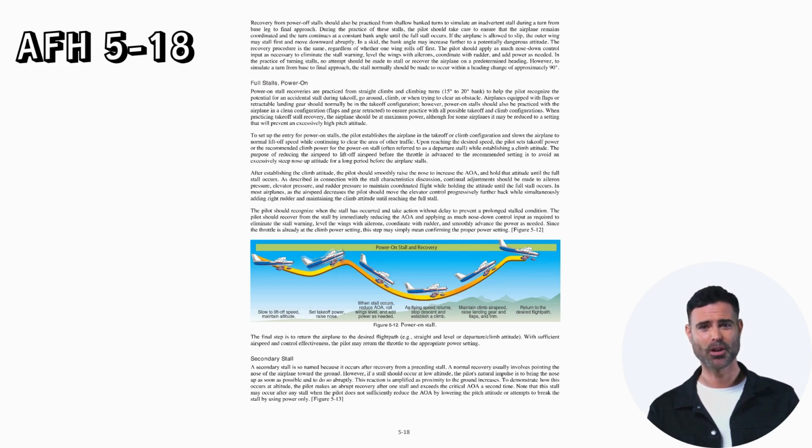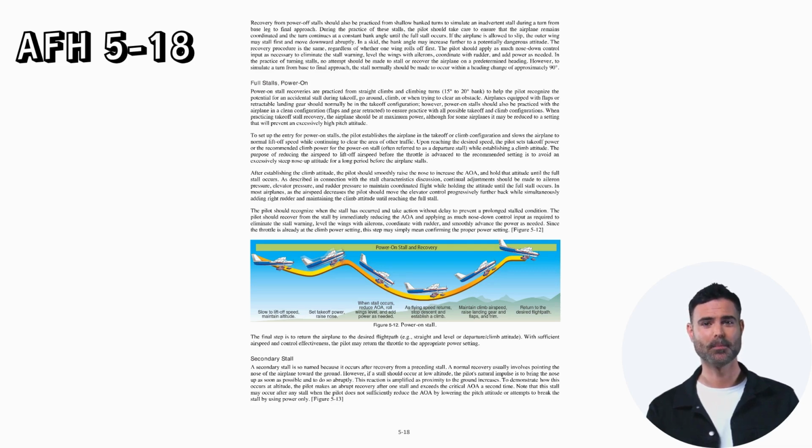When practicing takeoff stall recovery, the airplane should be at maximum power, although for some airplanes it may be reduced to a setting that will prevent an excessively high-pitch attitude. To set up the entry for power-on stalls, the pilot establishes the airplane in the takeoff or climb configuration and slows the airplane to normal liftoff speed while continuing to clear the area of other traffic. Upon reaching the desired speed, the pilot sets takeoff power, or the recommended climb power for the power-on stall, often referred to as a departure stall, while establishing a climb attitude. The purpose of reducing the airspeed to liftoff airspeed before the throttle is advanced to the recommended setting is to avoid an excessively steep nose-up attitude for a long period before the airplane stalls.